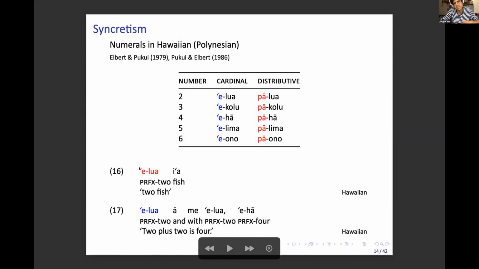So we are used to having complex object counting numerals with some kind of a classifier. But in Hawaiian, also when you make arithmetical statements like 2 plus 2 is 4, you use this prefix on the numeral. Okay, so already in the abstract counting use, in this 2 plus 2, the numeral is complex, and we have not seen that before.